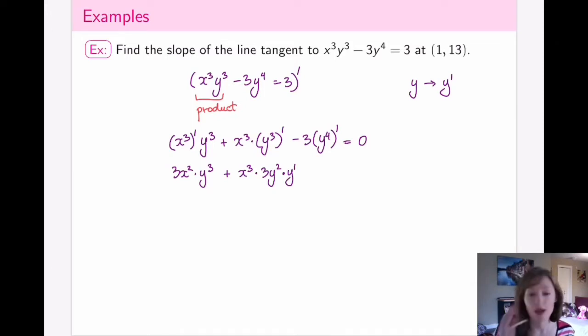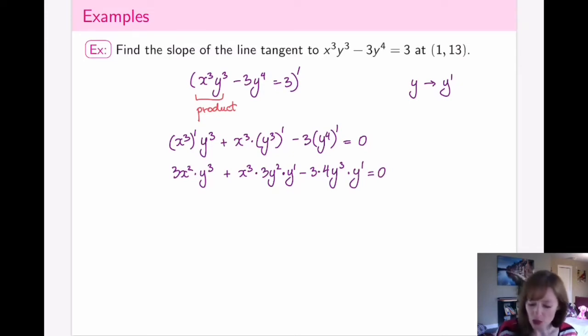Okay? So every time you take a derivative of something involving y, like y cubed, you have to follow it up by its own inside derivative. And similarly here, I'm going to have 3, and then the derivative of the outside function is 4y cubed, followed by the derivative of the inside, which is y prime.